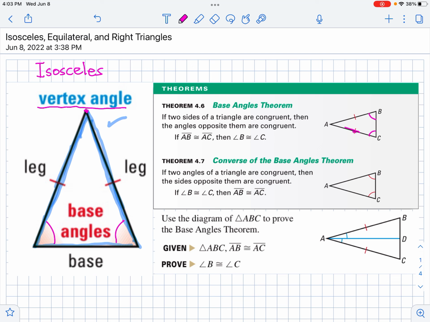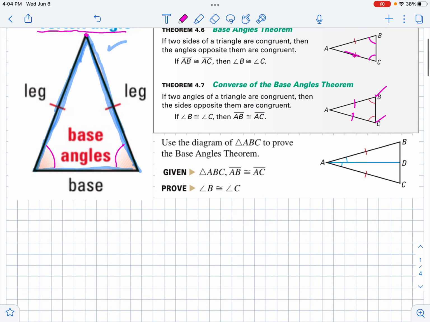Now the converse of that is also true. If the angles are congruent, if angle B is congruent to this angle right here, then the two sides opposite are congruent. So it goes both ways. The two congruent sides, the angles opposite those sides are congruent. Two congruent angles, the sides opposite those are congruent. So it works both ways.